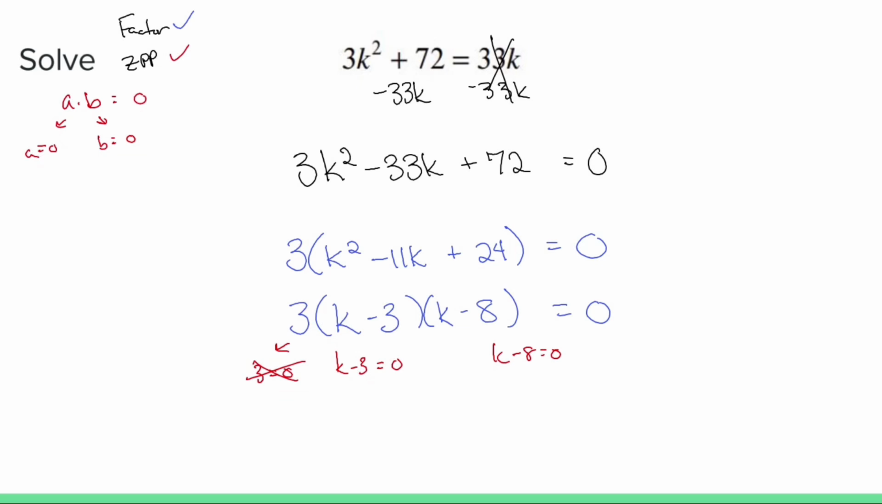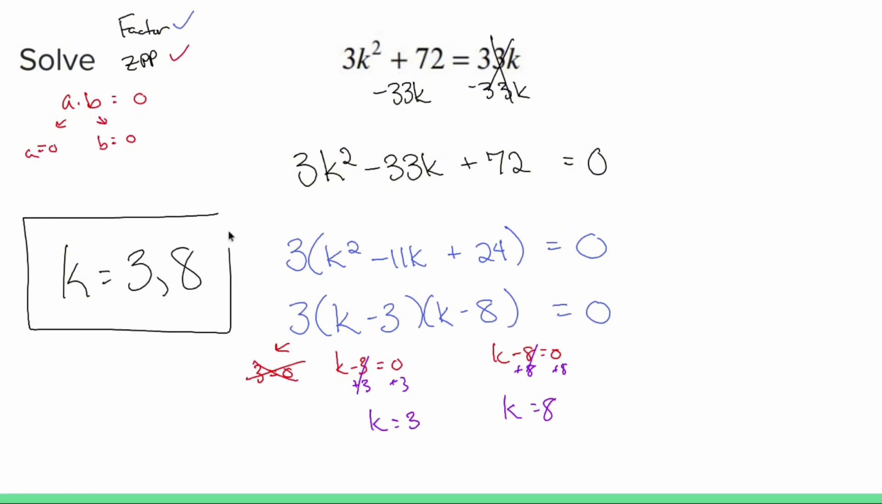Now it's a simple matter of just solving. Add 3, k is 3. Add 8, k is 8. At the end of the day I have two answers, and those two answers are k equals 3 and k equals 8. And that's how you do it. Fun stuff.